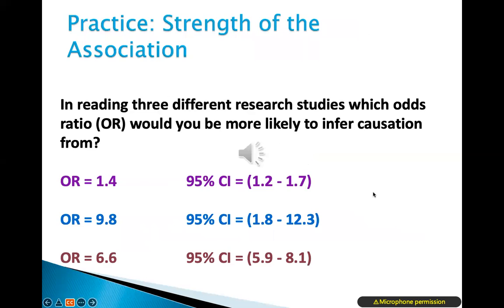Practice what I said. If you saw these three reported confidence intervals, which one would you be more likely to infer causation from, or to state that there was a good and strong relationship with? Which of these three?